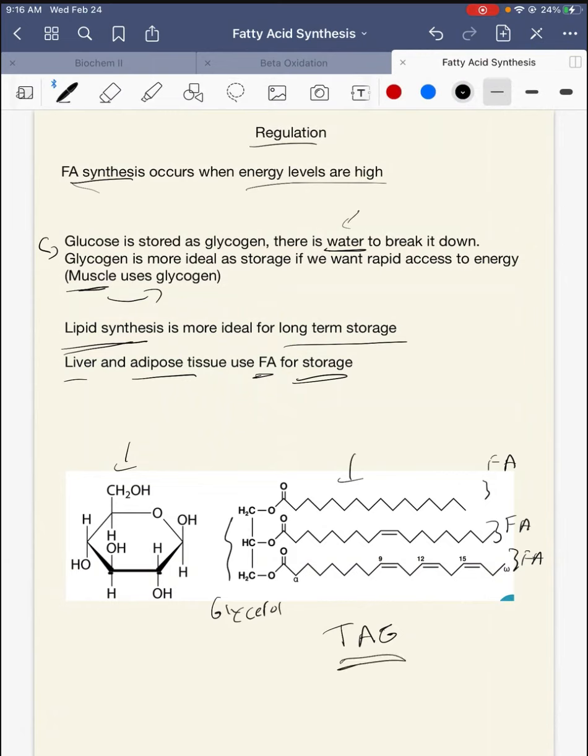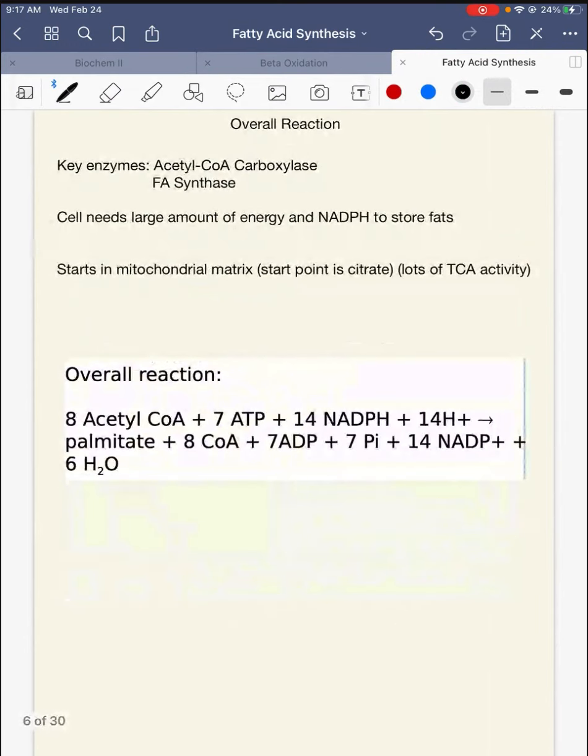That makes sense? And then what we'll talk about is how we make one fatty acid in this lecture. But then after that, 3 fatty acids come together, 1 glycerol comes, and then you make your TAG. And then the TAG is stored.